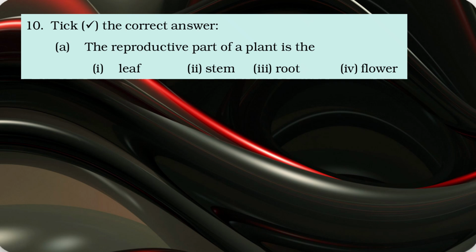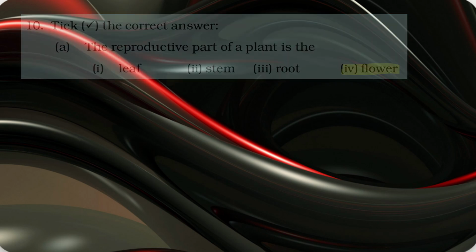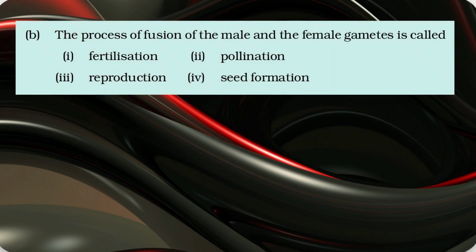Tenth one, choose the correct answer. A. The reproductive part of a plant is the 1. leaf, 2. stem, 3. root, 4. flower. Answer is flower. B. The process of fusion of the male and the female gametes is called 1. Fertilization, 2. Pollination, 3. Reproduction, 4. Seed formation. Answer is 1, fertilization.